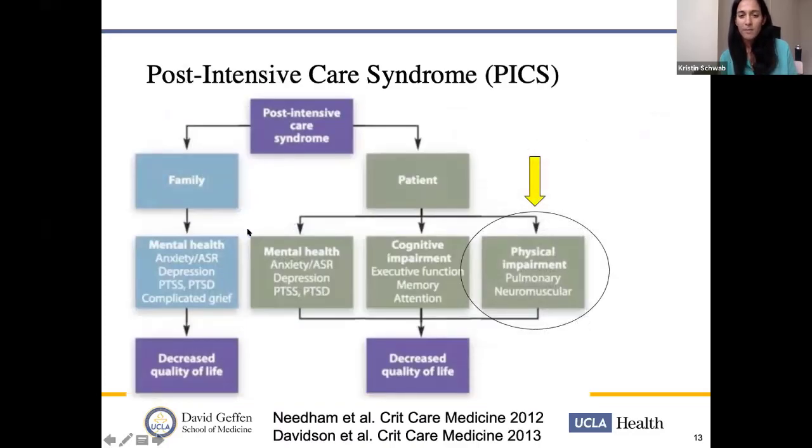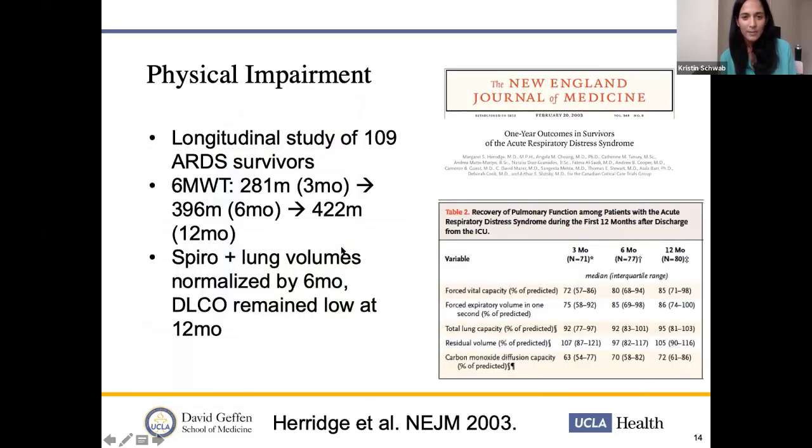So now, going one by one into these various domains, I'll start with physical impairment. So this is a study from 2003, a landmark study that really helped define some of these outcomes in ARDS survivors. And so they evaluated these survivors based on quality of life, as well as 6-minute walk and pulmonary function tests, as well as a few other assessments. And what they found is that the 6-minute walk test for these patients was decreased, with a distance of 281 meters at 3 months.